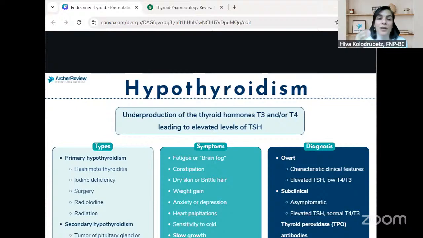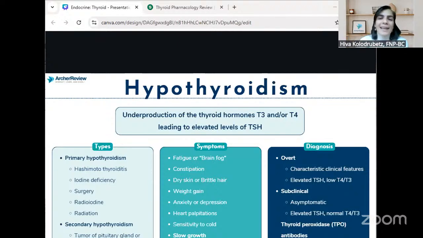And you have a lot of different types of primary hypothyroidism. You have Hashimoto's, iodine deficiency, surgical, right? If they had hyperthyroidism or a nodule and they had to remove part of their thyroid gland, they now are hypothyroid, right? And will require medicine to reach the right levels of thyroid hormone.